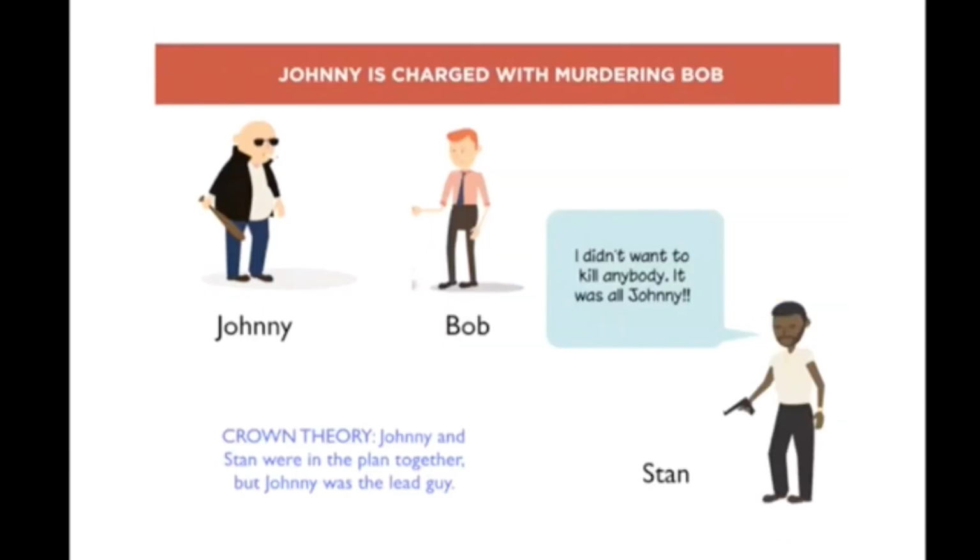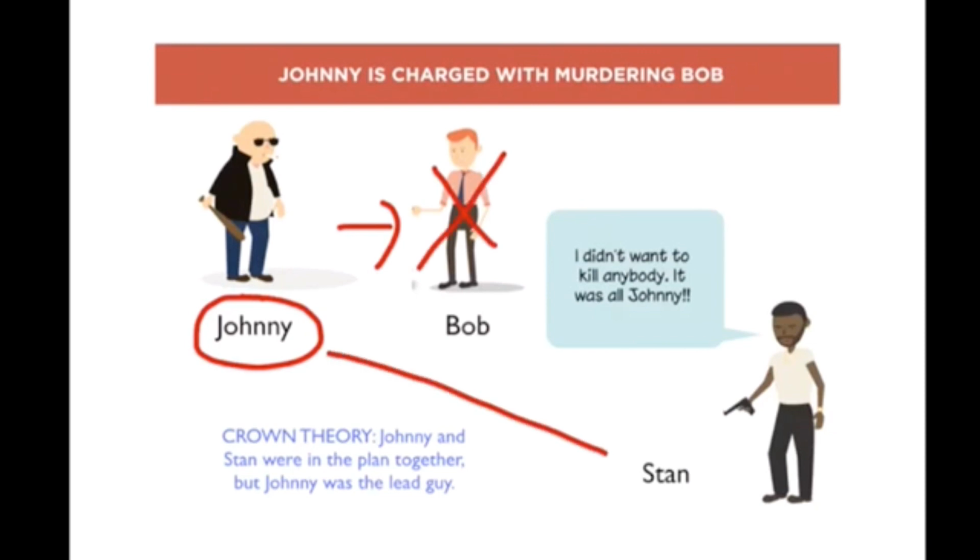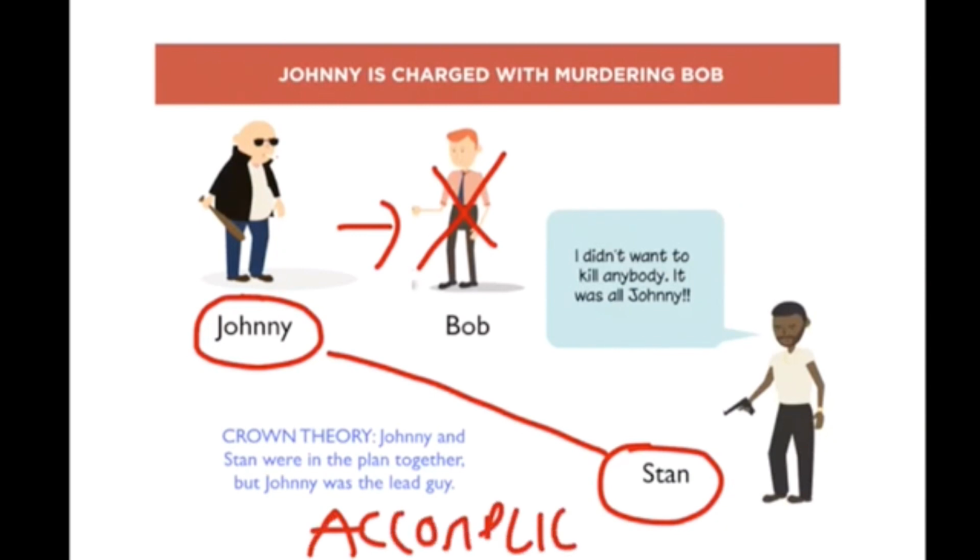So let's look at a standard case in which a Vetrovec warning tends to be required, but I want to go back a little bit in time and talk about how this particular problem was dealt with at common law. So to make it clear, it's Johnny here who is charged with murdering Bob. Bob is the victim, Bob is now dead, but Johnny and Stan were what would be called at common law accomplices. They've decided to go in it together, and the Crown theory is that Johnny and Stan planned it together, but Johnny was the lead guy. So for whatever reason, the Crown makes a deal with Stan and says, you testify against Johnny and we will reduce or drop your charges as a result.